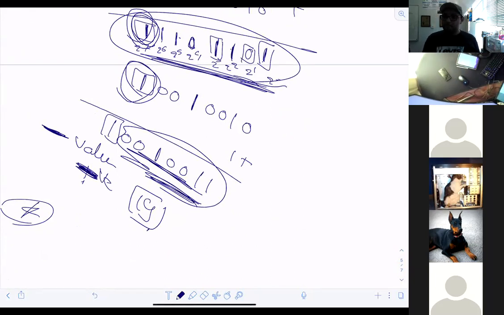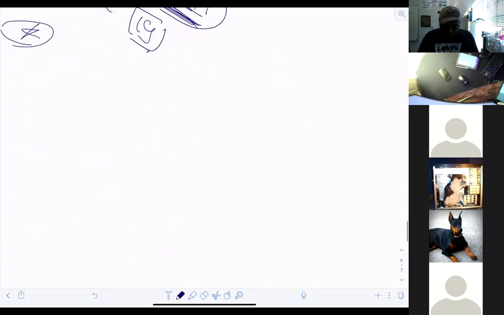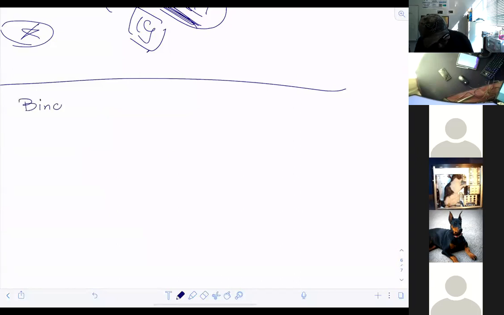Okay? Any other questions before we move to something really interesting? It's called BCD. Now we're going to move to another way of representing values. It looks like binary, but it's not binary. This one is called BCD, which stands for binary coded decimal.